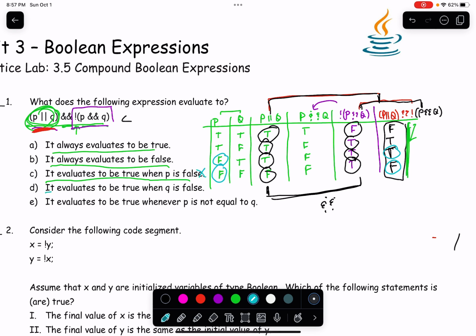It evaluates to true when Q is false. So Q is false for the second one and the fourth one. So the second one is true, but the fourth one is false. So that's not true. So it's got to be E.